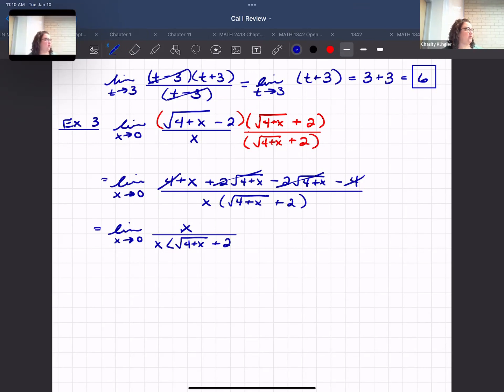Now, what will happen now? You can cancel the x's out because now that's a product in the bottom. And that eliminates our problem spot.